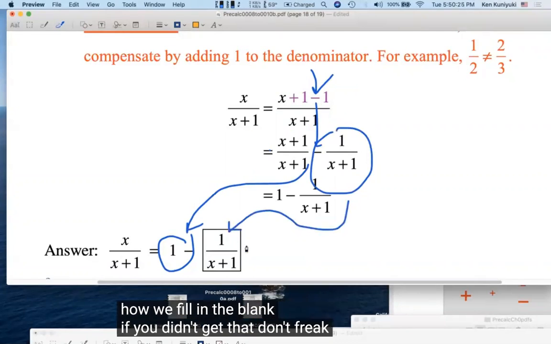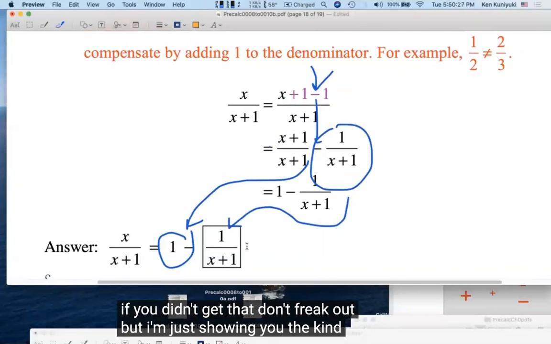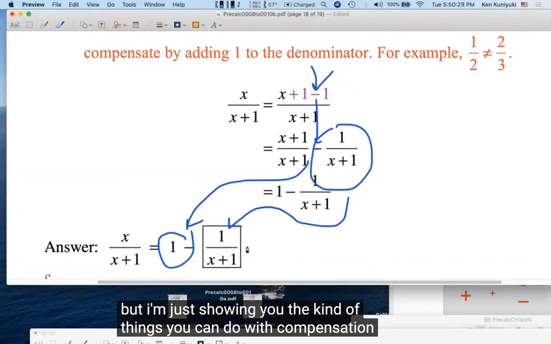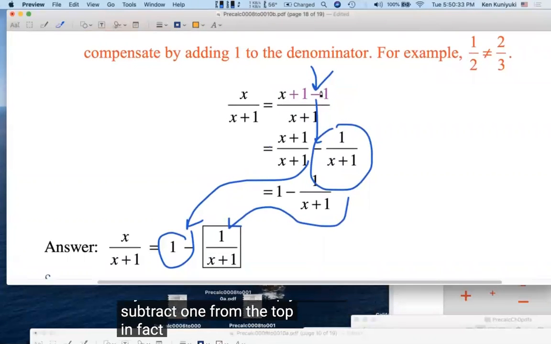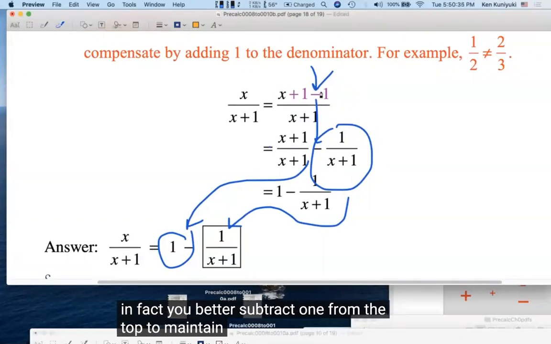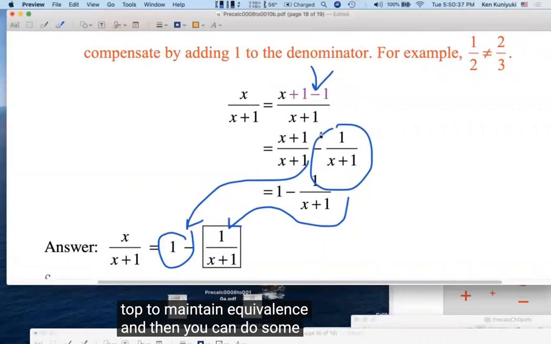If you didn't get that, don't freak out. I'm just showing you the kind of things you can do with compensation. If you add 1 to the top, you can subtract 1 from the top. In fact, you better subtract 1 from the top to maintain equivalence. And then you can do some gymnastics.